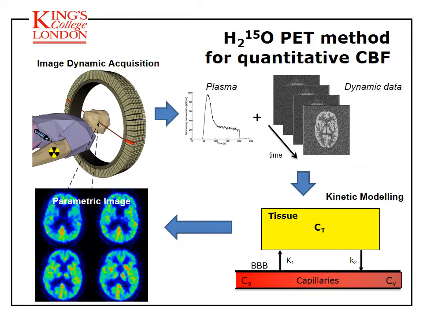The advent of PET simplified everything. This time, they needed not to use a gas, but a fluid, water, which is inert and is 100% extracted by the brain. Water was labeled with oxygen 15 and injected, and its dynamic concentration through time in brain and plasma was measured. The data were then used in the Kety-Schmidt equation to produce, bottom left, pixel by pixel images of cerebral blood flow.